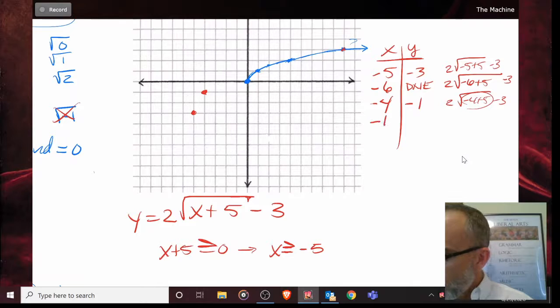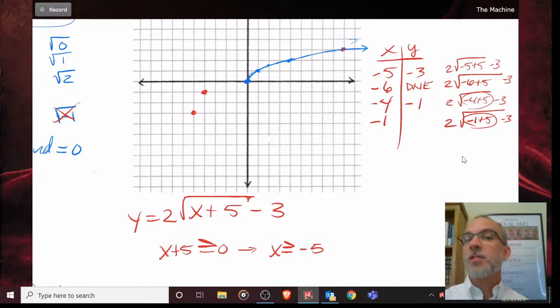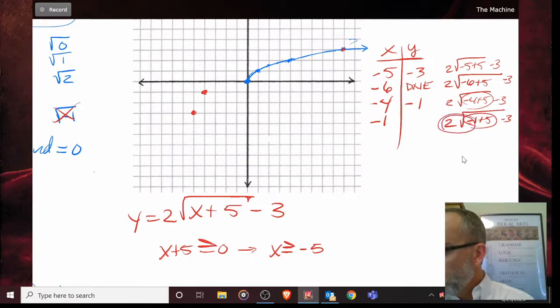So -1. So 2 times the square root of -1 plus 5, minus 3. So -1 plus 5 is 4. The square root of 4 is 2, times the 2 that's there, that's 4, minus 3, positive 1. So -1, positive 1 is that location right there. And maybe I'll do one more.